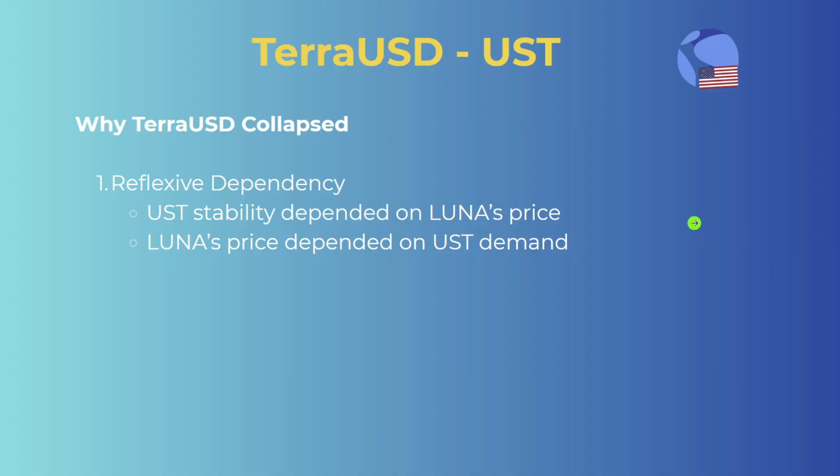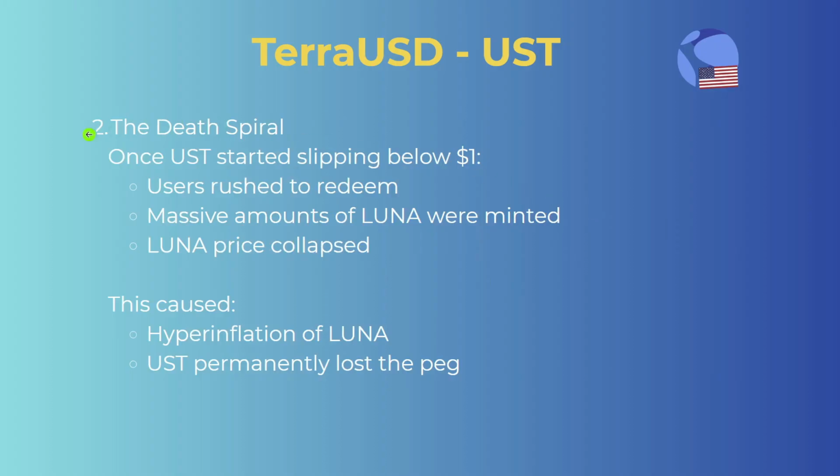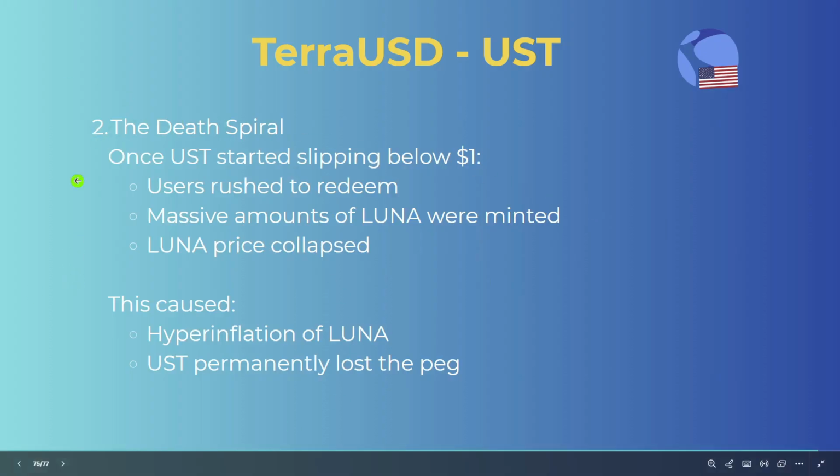So why did Terra USD collapse? Because of reflexive dependency. UST's stability depended on Luna's price. Luna's price depended on UST demand. So here we come to the death spiral.